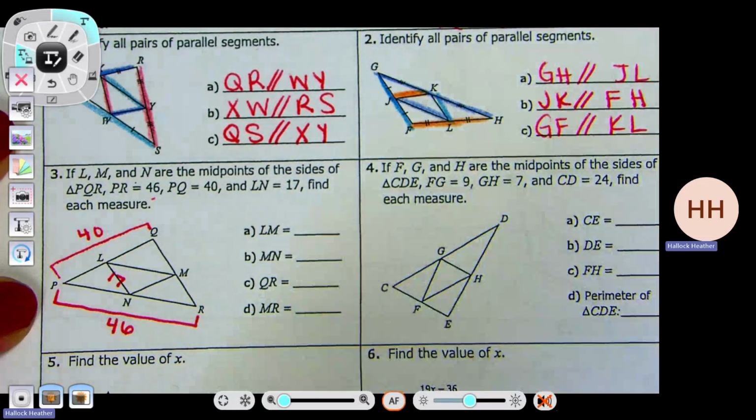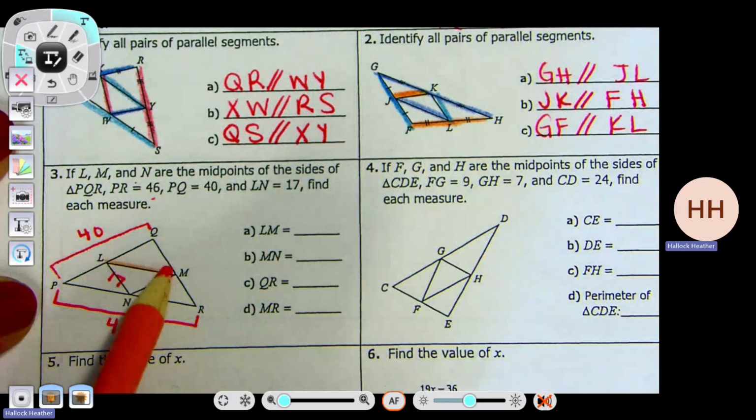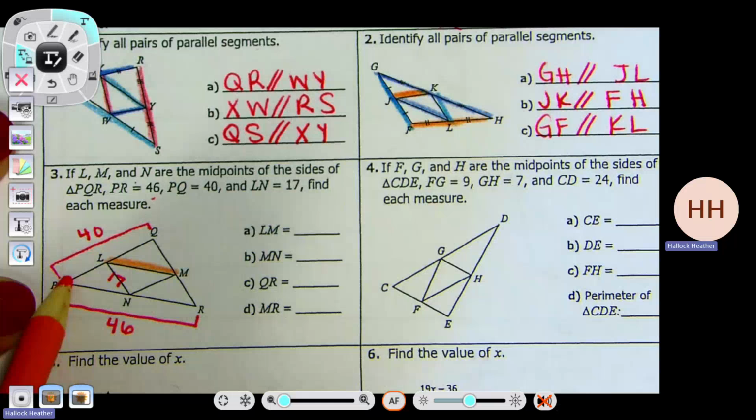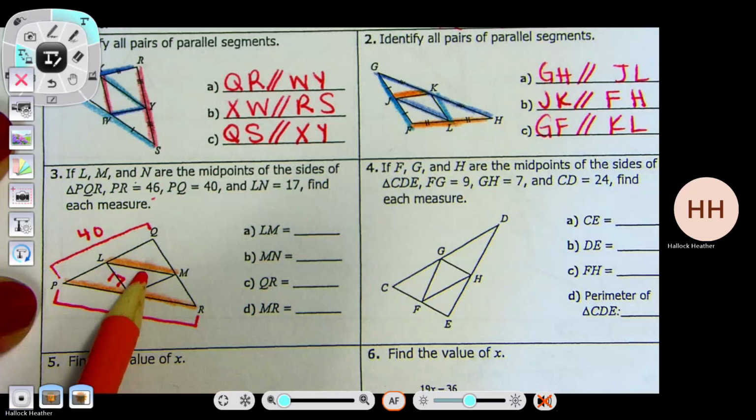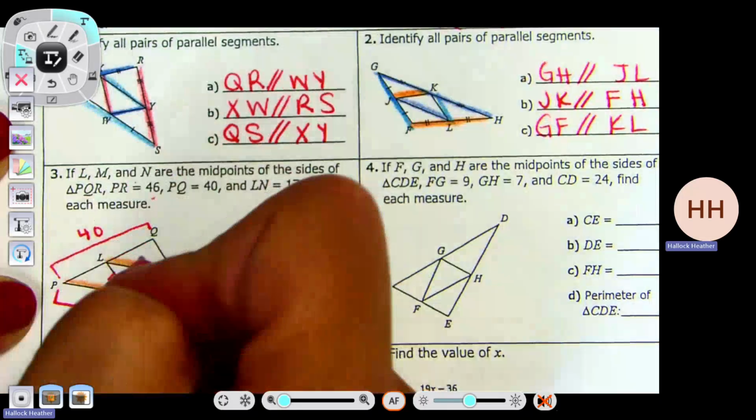LM is parallel to what side? PR. If I know PR is 46, how do I get LM? Yeah, I divide by 2 because it's half of it. So if this is 46, I divide it by 2. How much is the inside? 23.